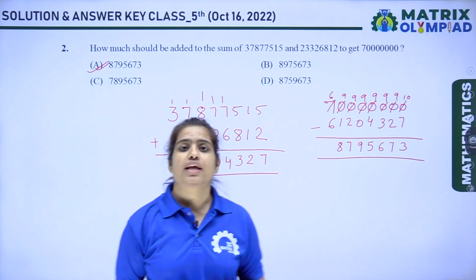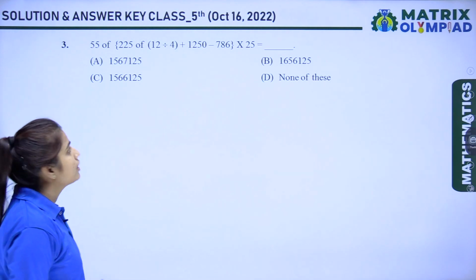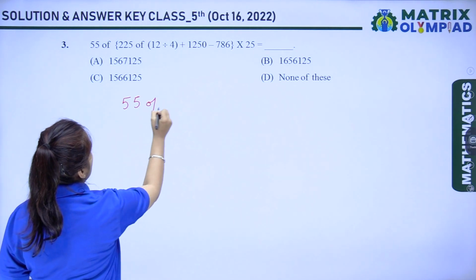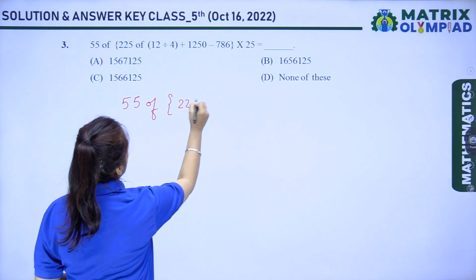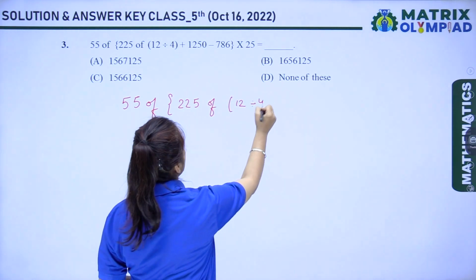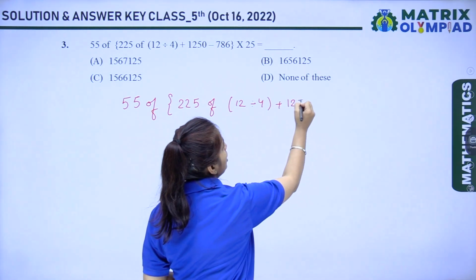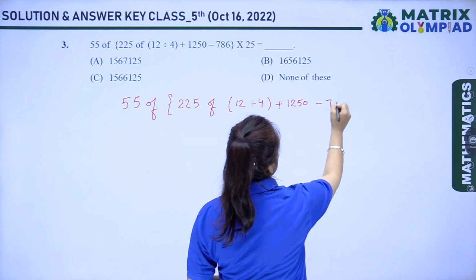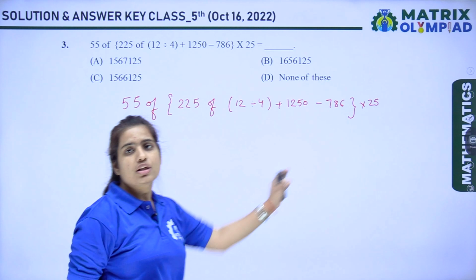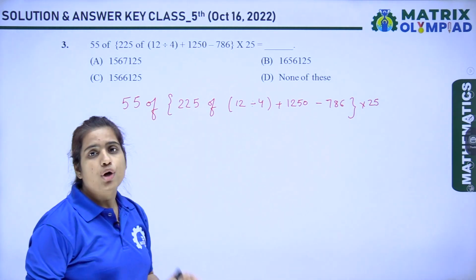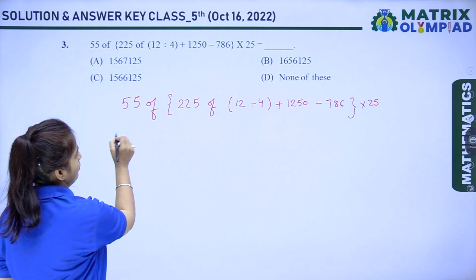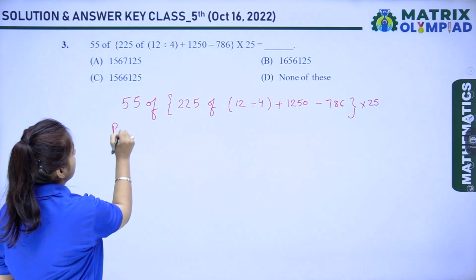Now let's begin with the next part. Question number 3. The question says 55 of 225 of 12 divided by 4 plus 1250 minus 786 multiplied by 25. This is the question. Now, according to the BODMAS rule, we have to solve this. Here we are applying BODMAS.